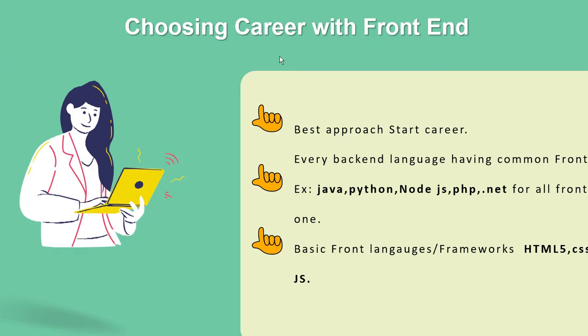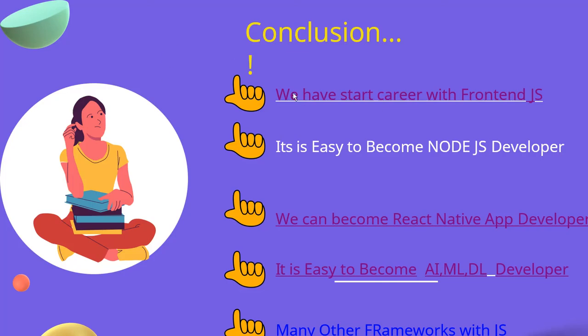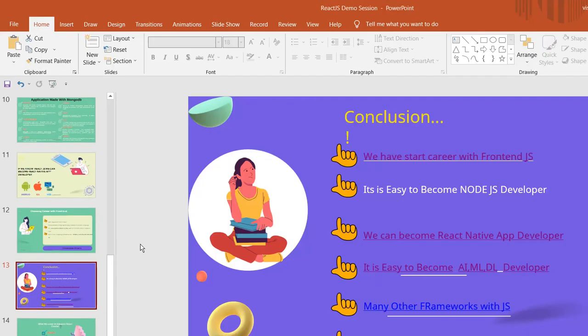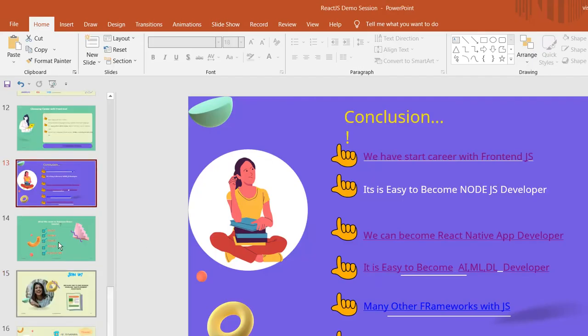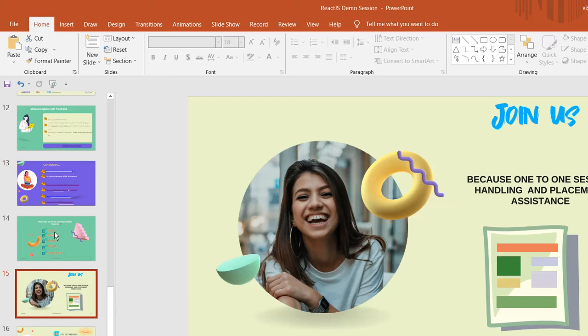The next is choosing a career, which, as I told, starts with the front end only. So this is the conclusion of what I have given. You can become a machine learning developer, a blockchain developer, and an app developer also. So there are so many advantages with JavaScript. Okay, so this is all about this.